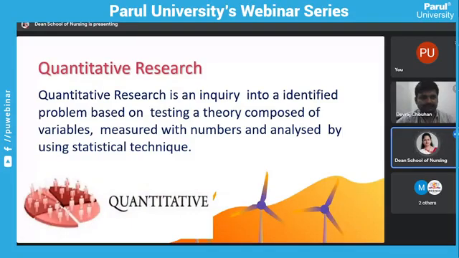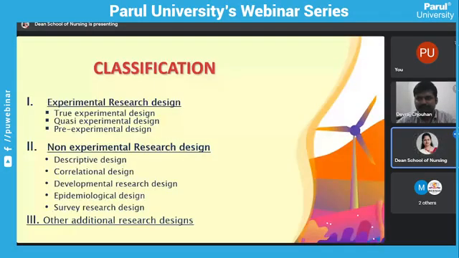Quantitative research is research where the inquiry is identified with a problem-based testing of a theory, which is composed of variables, measured with numbers and analyzed by statistical technique. We have classifications under this: experimental research design, non-experimental research design, and other additional research designs. In experimental, we have three: true experimental design, quasi-experimental design, and pre-experimental design. Under non-experimental, we have descriptive, correlational, developmental, epidemiological, and survey. Let us see one by one.